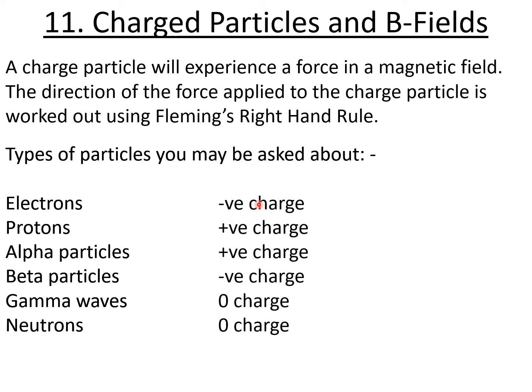So you probably know electrons and protons. Alpha, remember, is actually two positive protons joined together, so the overall charge is positive. Beta is a flow of negative electrons, so they have a negative charge. And gamma waves and neutrons both have a zero charge.